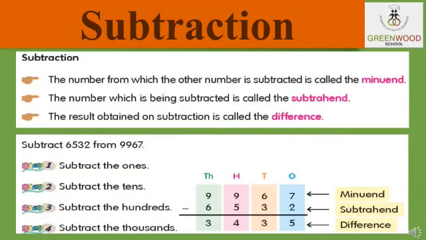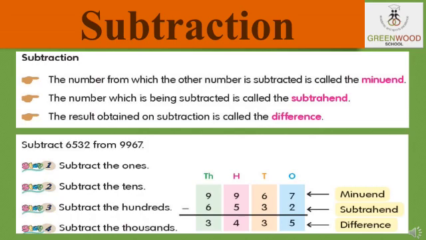Our next topic is subtraction. The number from which the other number is subtracted is called the minuend. The number which is being subtracted is called the subtrahend, and the result obtained on subtraction is called the difference, as you can see in the next picture. The first bigger number is known as minuend, the second number is subtrahend, and our answer is known as difference.